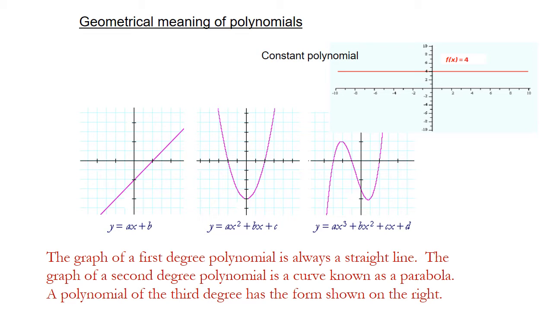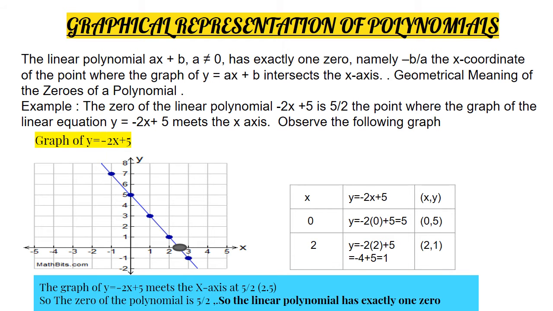Now how to draw the graph of a linear polynomial and how to find the 0 of a polynomial by the graph? Observe the next slide. So in this slide we can observe the zeros of a polynomial by graph. Graphical representation of a polynomial: by this representation, how to find the zeros and how many zeros the given polynomial has.